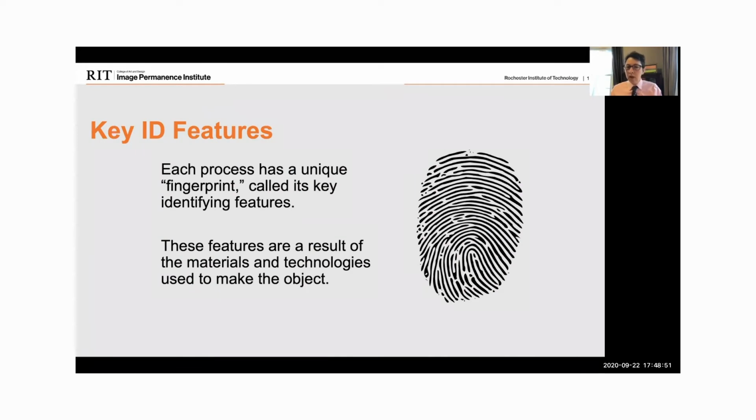And so each object has what I call key identifying features. Think of it as a fingerprint for each object or each type of photograph. And these features are a direct result of the materials and technologies that were used to make the photograph. So one of the reasons why I really emphasize understanding the materials and the layer structures is that it gives you the clues to these key identifying features. Understanding how these things are made can help you better understand how to identify the objects.